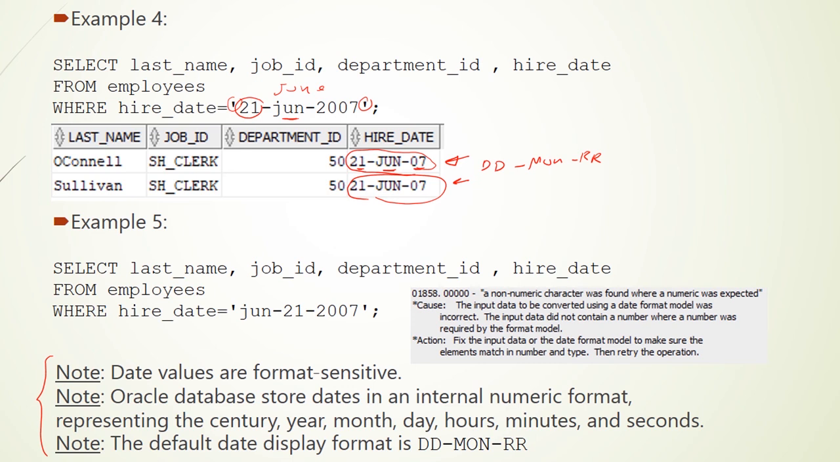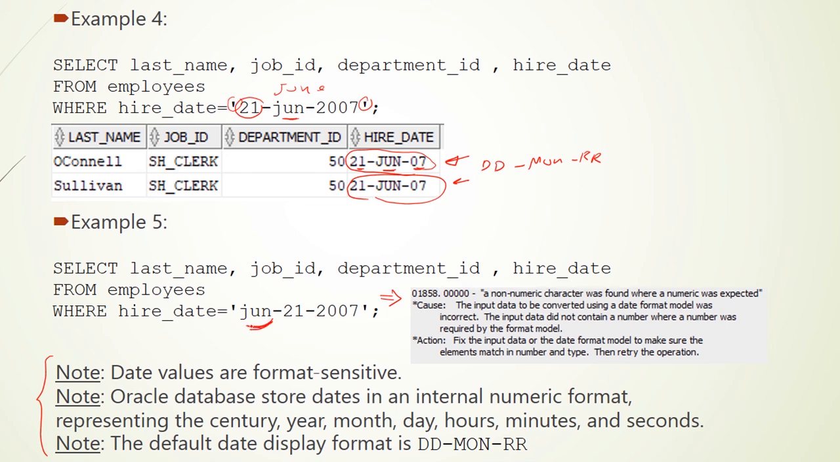Here in the last example, select last_name, job_id, department_id, hire_date from table employees, where hire_date equal June-21-2007. If you try to run this select statement, as we can see, it returns an error: a non-numeric character was found where a numeric was expected. So as we said before, when you search for a date, you have to follow a specific date format. You have to put first the day in digits, and then the month, 3 characters abbreviation or full month, and then the year. You can put 2 digits year or the full year, for example 2007.